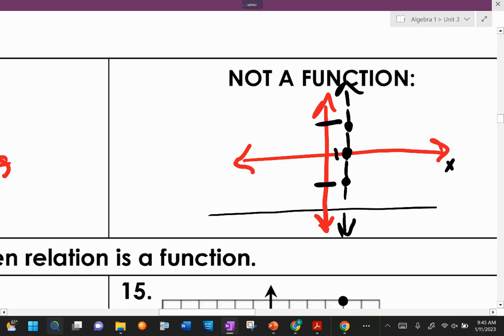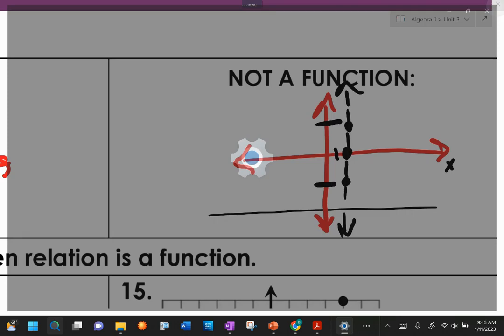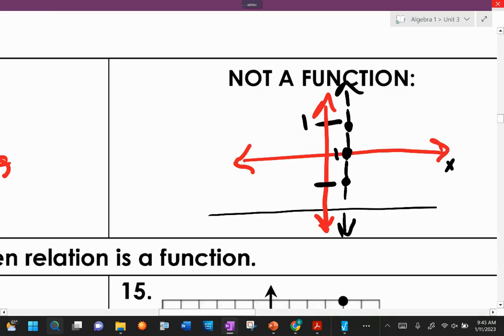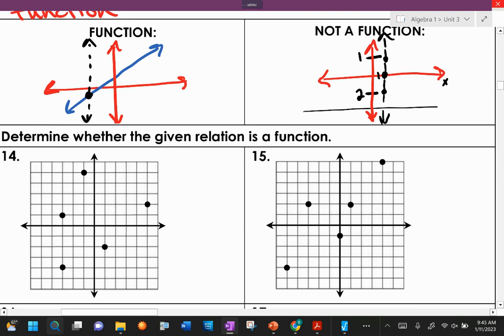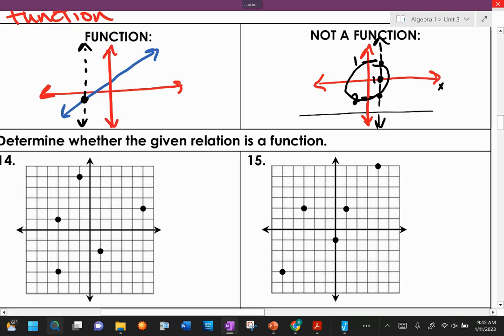So we're on the same x, but we have 2 different y's. That is why when you're just looking at the data, if you have the same x but multiple y's, it can't be a function. This is why when you're looking at the graph, those are related. Not a function, because it crosses twice.